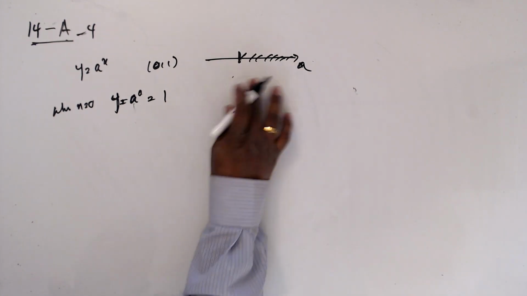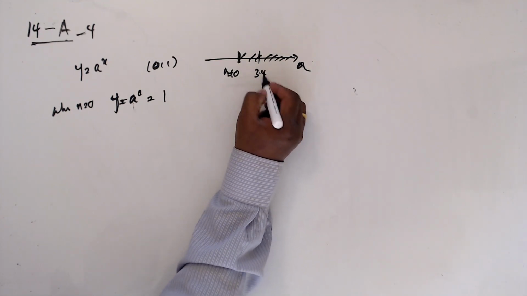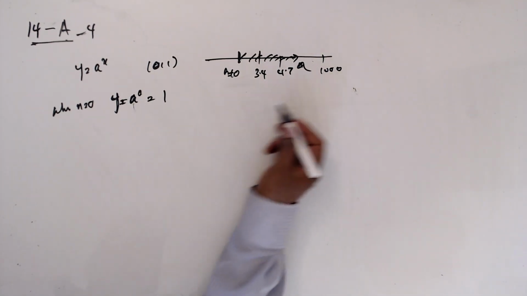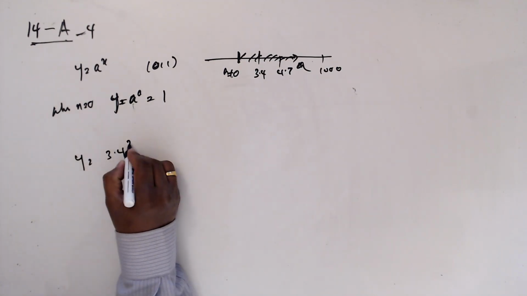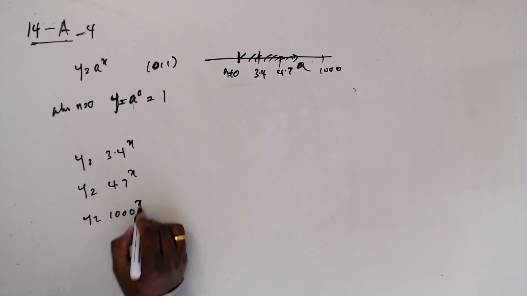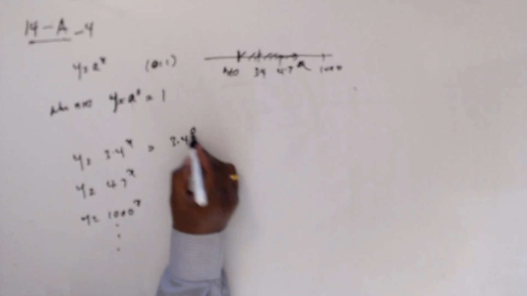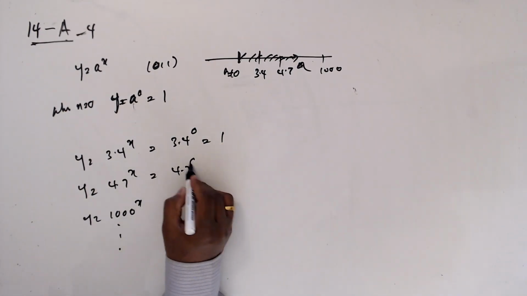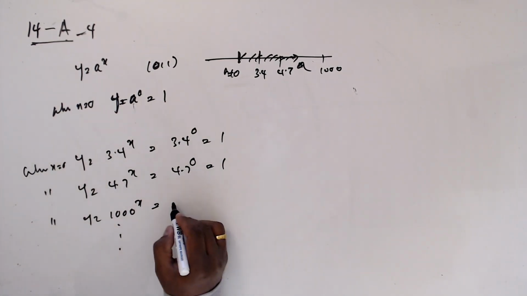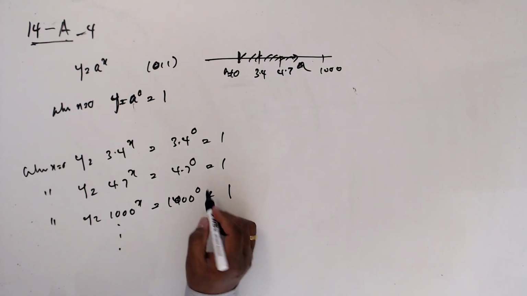If I explain differently, okay, a can't be 0. Take any real positive number here. So this is 3.4, another one 4.7, and another one 1000. We write y equals 3.4^x, y equals 4.7^x, y equals 1000^x. Likewise, we can get an infinite number of numbers, and then apply x equals 0, which is 1. 4.7 to the power 0 is 1. When x equals 0, 1000 to the power 0 is 1. Any number to the power 0 is what? They are all 1.